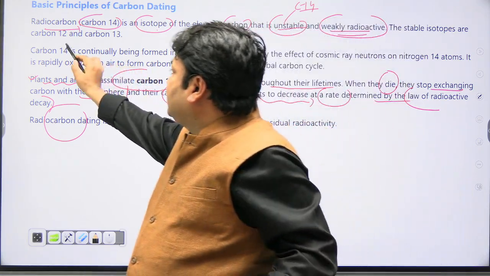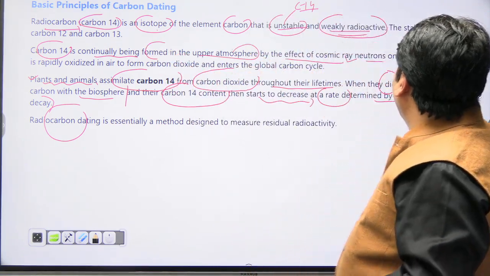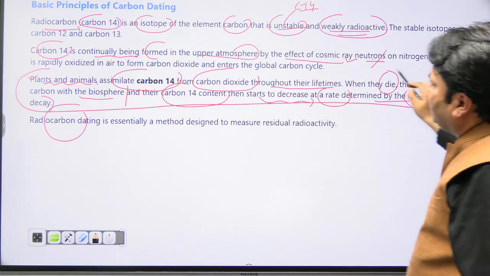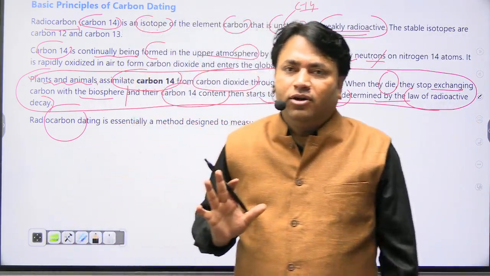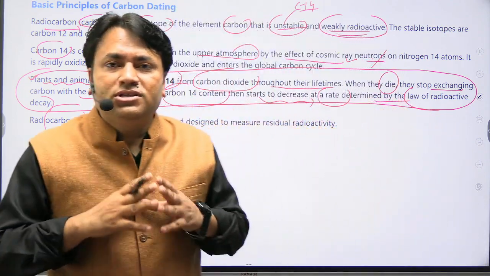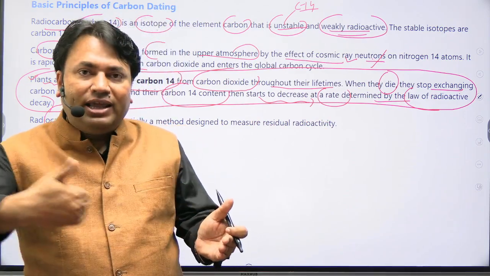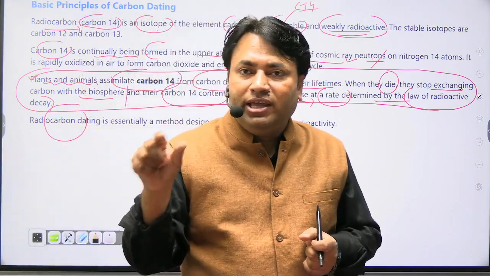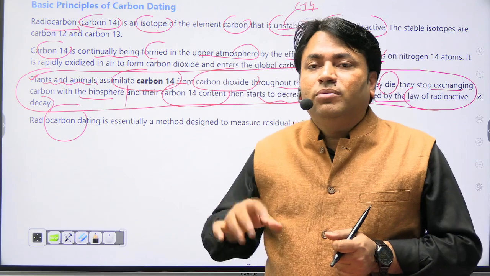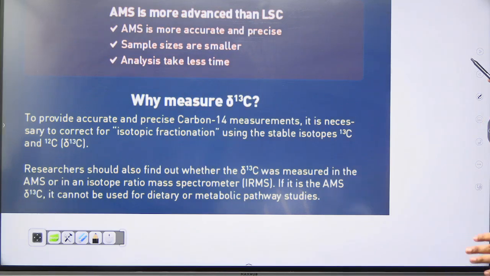That is why it is said that carbon 14 is continuously being formed in the upper atmosphere by the effect of cosmic ray neutrons. This is not very important, but these lines are very important, and they explain very easily what the carbon 14 dating method is. Got it? We assimilate carbon 14 throughout our lifetime. When we die, this process stops. Then the carbon 14 which has already been absorbed starts decaying, and according to the law of radioactive decay, the scientists estimate from which time period this decay has started, and on the basis of the remaining C14, they determine the age. So this is the point here.